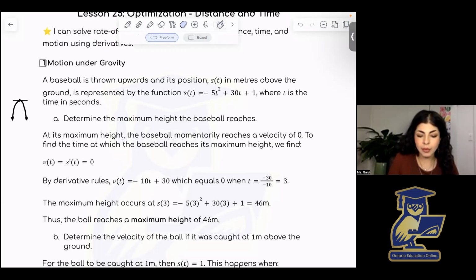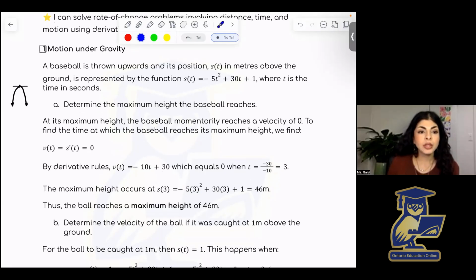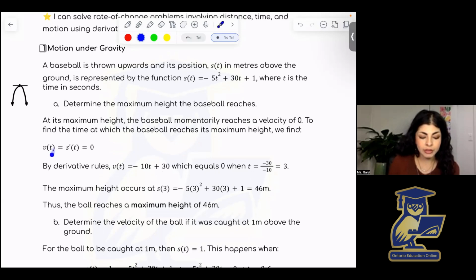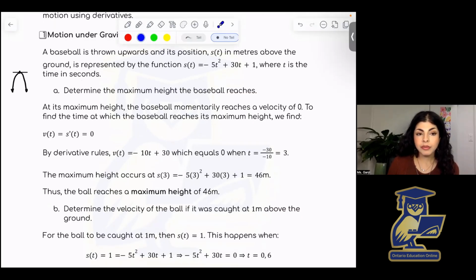And so that's exactly what we have written over here. At the maximum height, the ball reaches a velocity of zero. And so to find the time, we're going to start with the derivative function, which is v of t. And remember, s of t is our displacement function. So v is now our velocity. So this is also s prime of t. And we're trying to find at which values of t this is equal to zero.